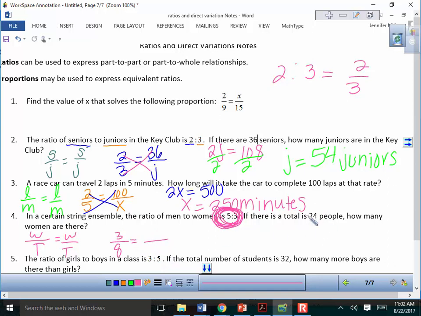So where does the 24 go? How do you know it goes in the denominator? Right, 24 is the total. It's not the women, it's the total. So then what goes here? Or I'm just going to use W for women, okay? But you could have used X. You could have put a smiley face if you desired. All right, are you guys with me here? Yes.